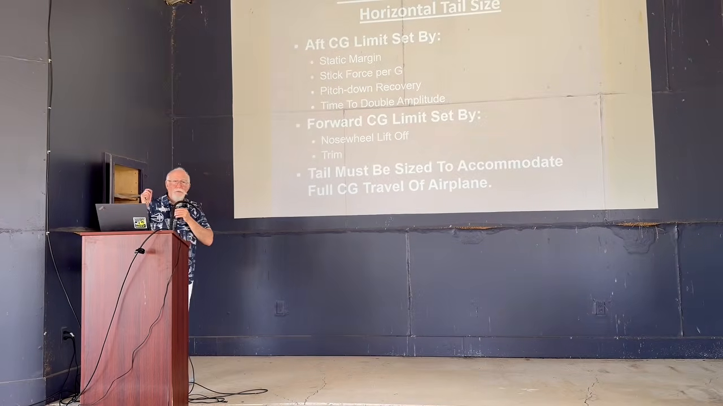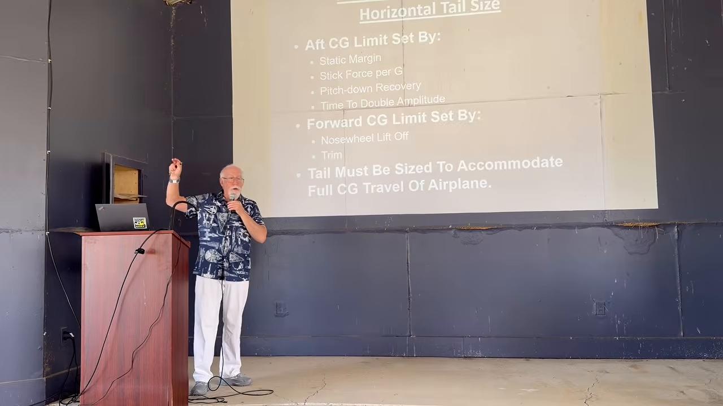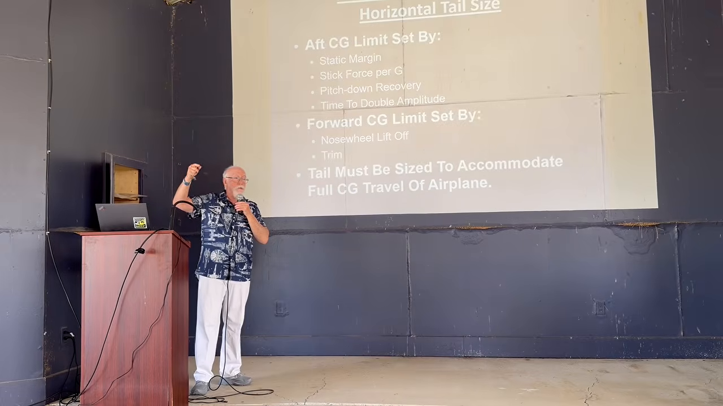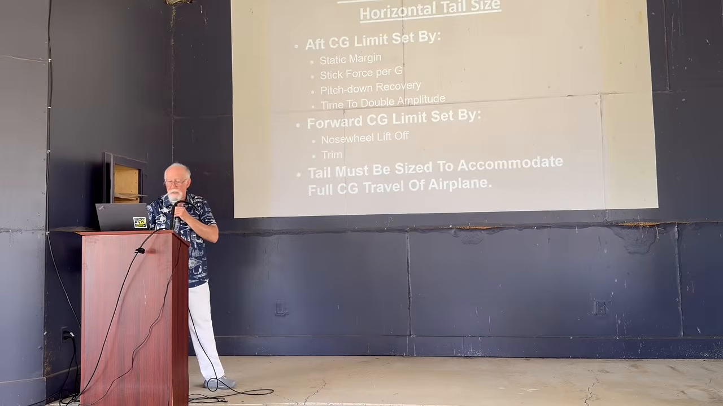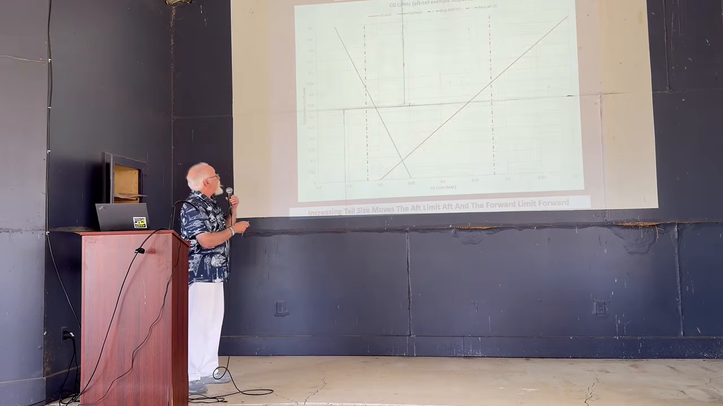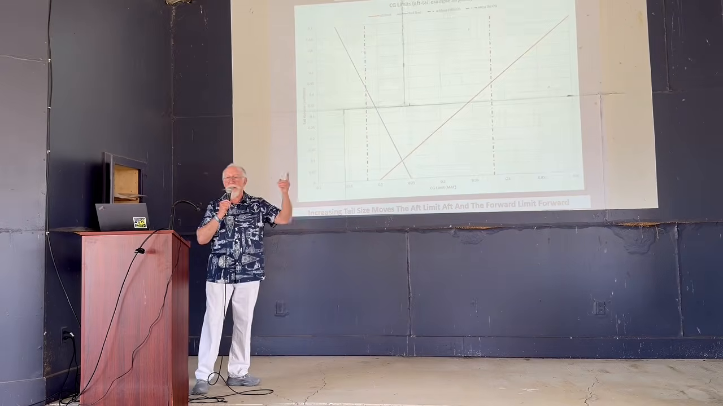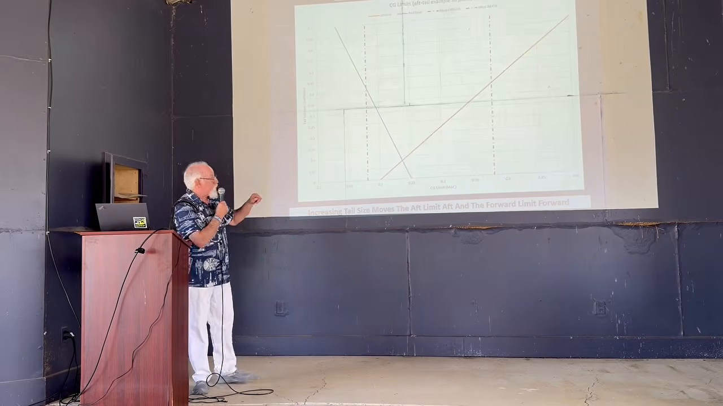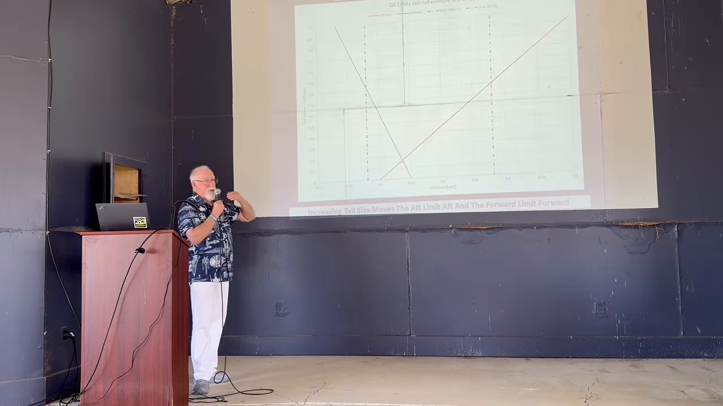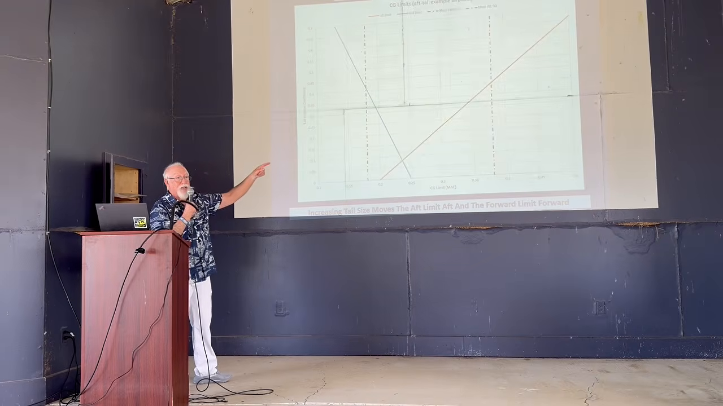So the limits are set by different things. The forward limit is set by nose, either trimming the airplane to stall at most forward limit or nose wheel liftoff. The aft limit is usually set by stability. On unstable fighters, it's set by the ability to push the nose down from high angle of attack. So we said that already. And there's a parameter called tail volume coefficient, which is a non-dimensional way of looking at the size of the tail and taking the tail arm into account. As you increase the tail volume coefficient, which is either increasing the tail arm or the size of the tail, the forward limit moves forward and the aft limit moves aft.